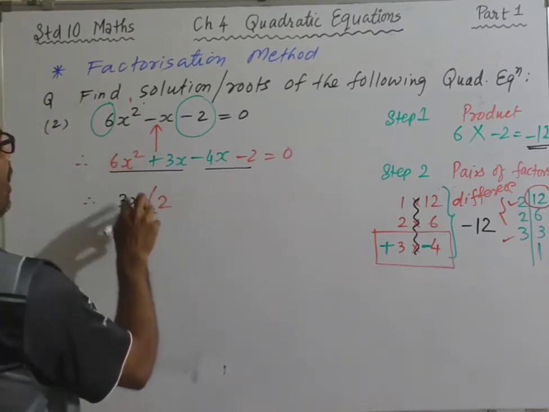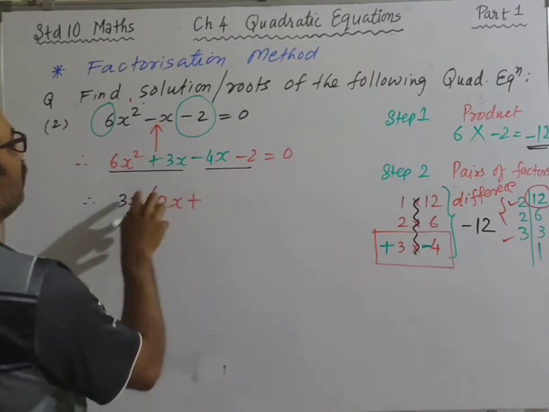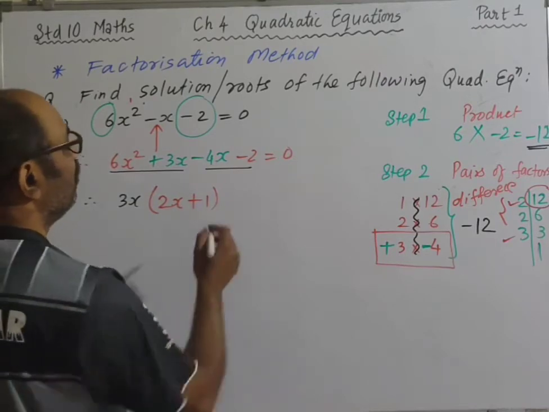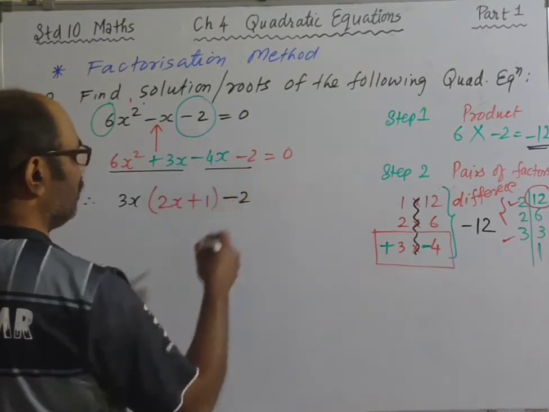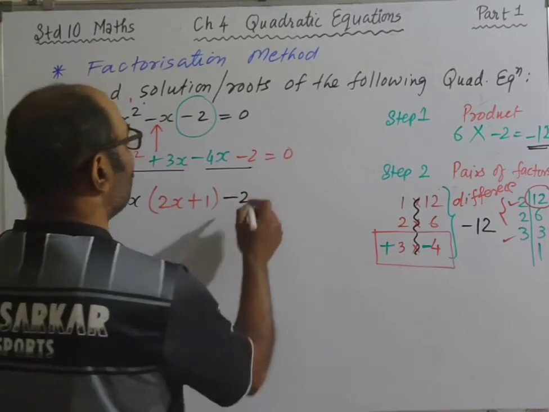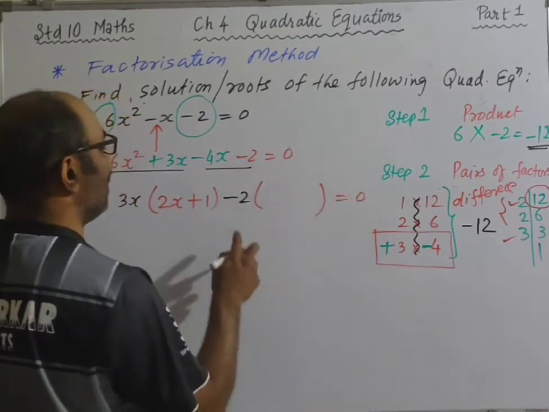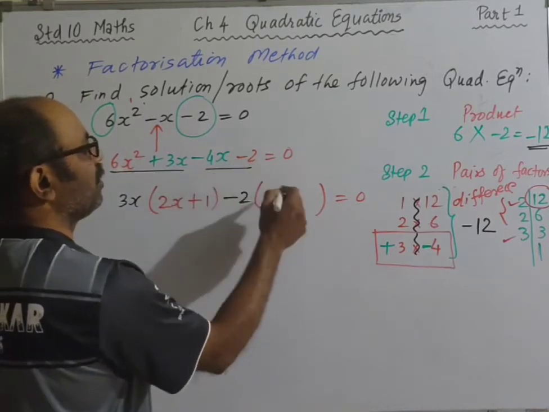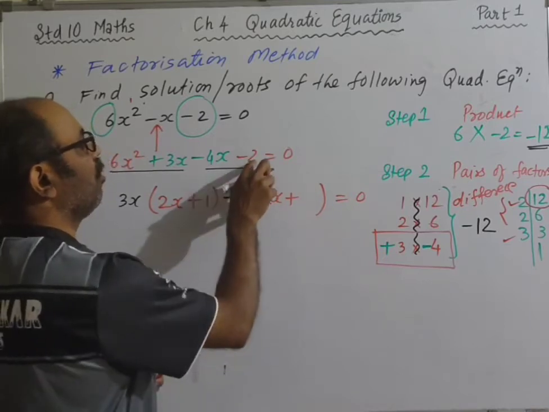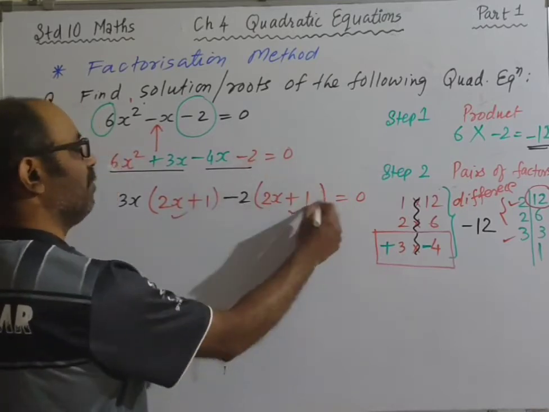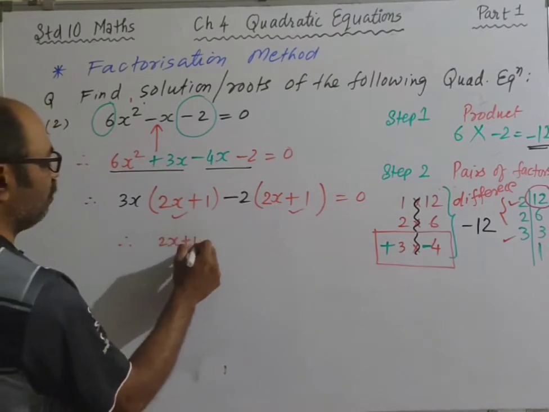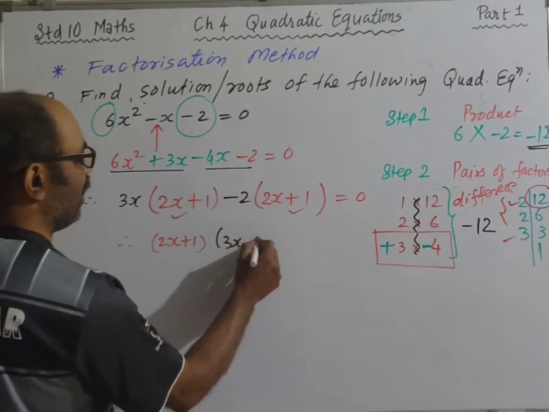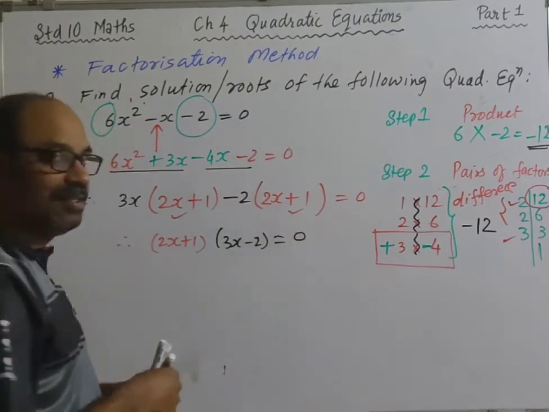So what do you have in the bracket? 3 2s are... x into x plus 3x is already there, so it's 1. Then what's common? Minus sign is there and 2 is common. Children, because of minus, the sign in the bracket changes. 2 into x is 2x. This minus turns into plus. It's already 2, so 2 ones are. Look, the same bracket has come. Therefore, 2x plus 1 into, that is common from the two terms, and 3x minus 2 is equal to 0.